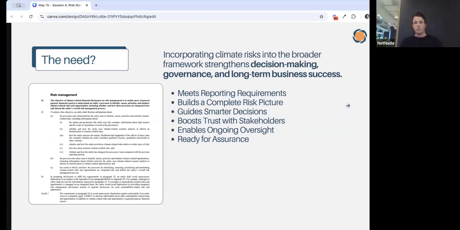Thanks, Alex. So strong climate risk management really just requires us to be thinking about how we strengthen our governance, how we support our strategic decisions, and also how we build stakeholder trust. I think the biggest misconception in climate-related risk is that we're just talking about what happens if a flood hits, what happens if a fire hits, okay? But it's much bigger than that.